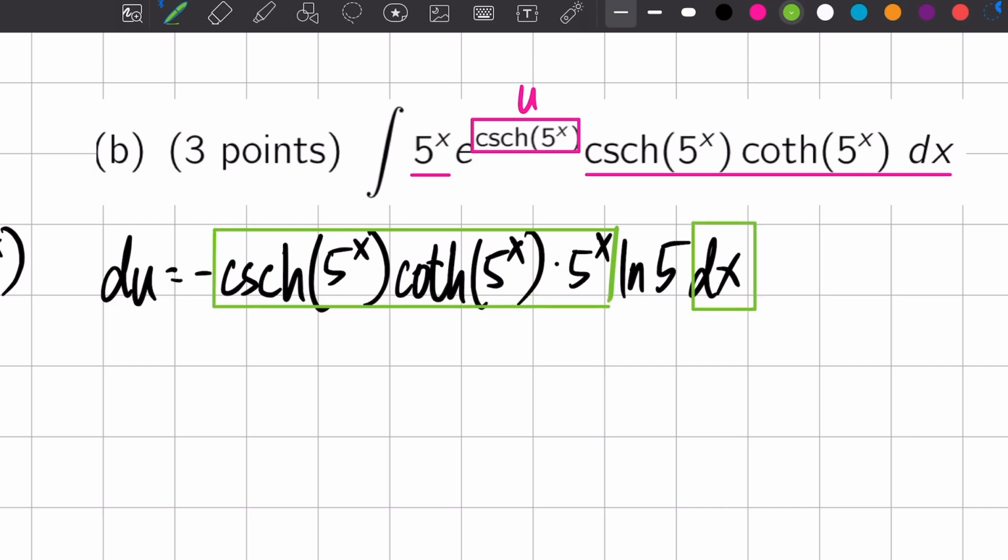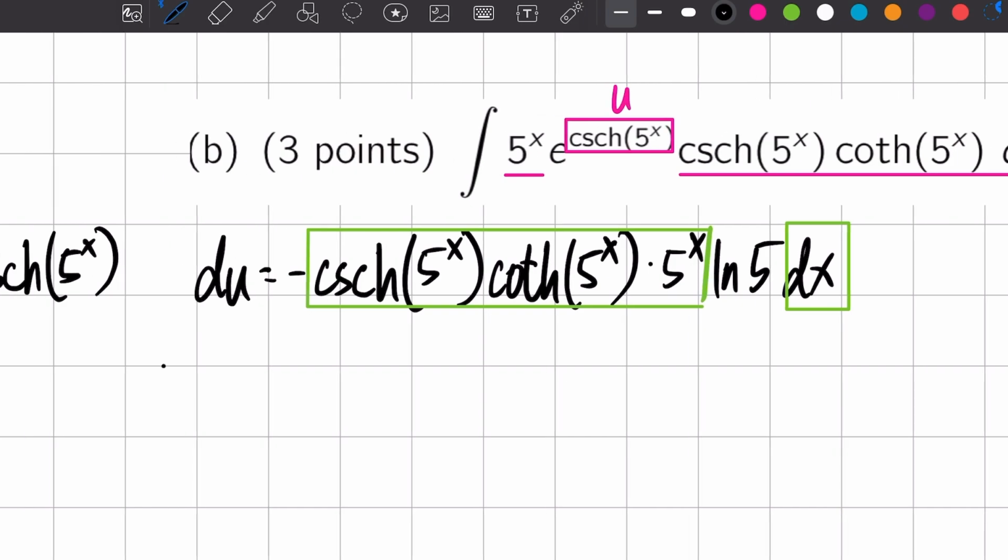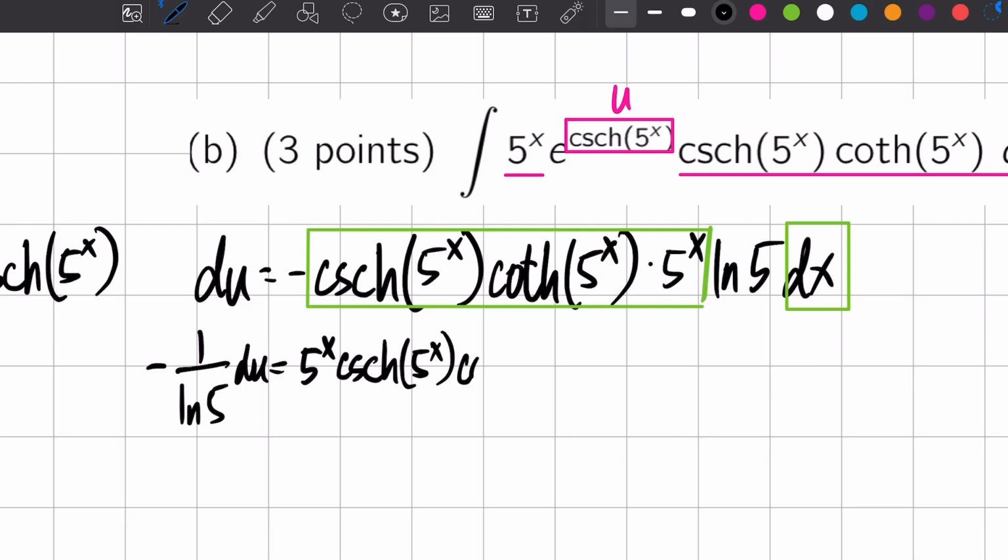This one right here. So what we can do is divide both sides by negative ln of 5. So we have negative 1 over ln of 5 du to be equal to 5 raised to x hyperbolic cosecant of 5 raised to x hyperbolic cotangent of 5 raised to x dx.